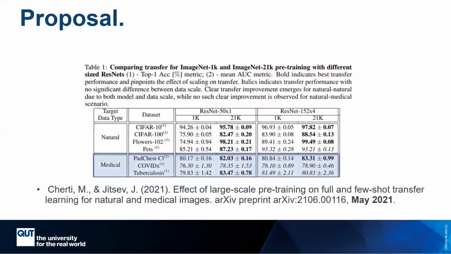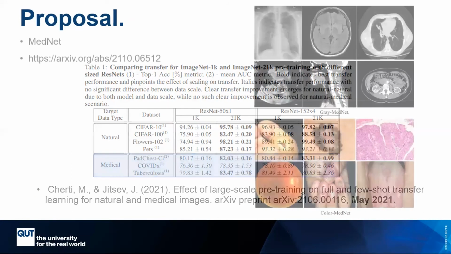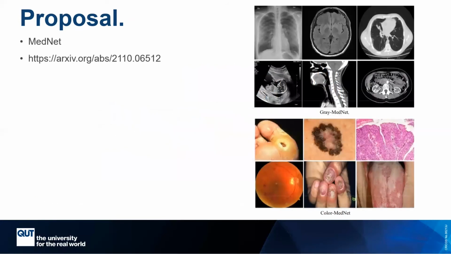For example, this paper showed that the source of transfer learning is important to be in the same domain. If you take natural images from these natural datasets and do the transfer learning from ImageNet, there is an improvement in performance. However, if you use grayscale images, for example COVID, there is a drop in performance compared to these datasets. So it's important to have the right source of transfer learning.